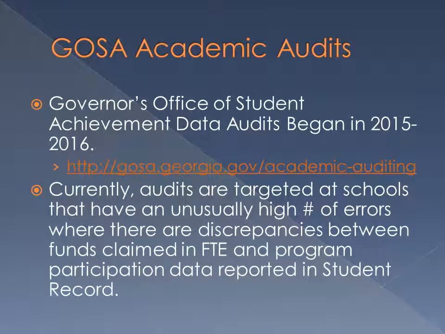You should also be aware that the Governor's Office of Student Achievement began doing academic data audits in 2015. Schools can be audited at any time, but often the reason is one of the following. Student performance levels are significantly higher or lower than expected, assessment data indicates irregularity, or there are errors in enrollment data reported to the Georgia DOE through FTE or student record.